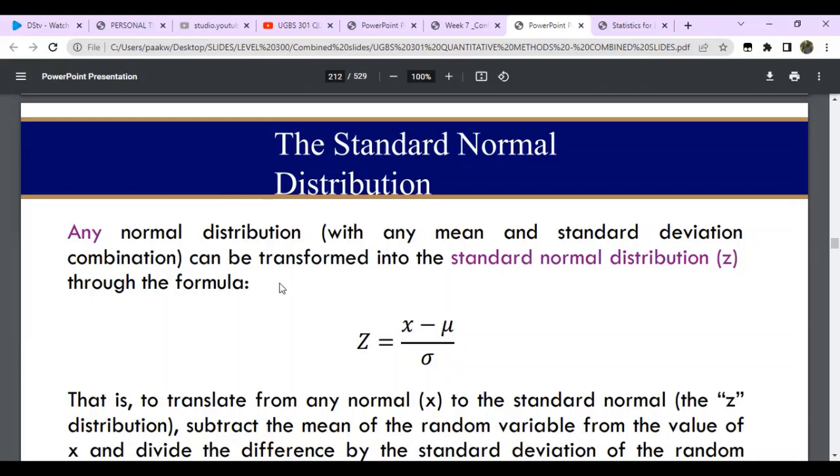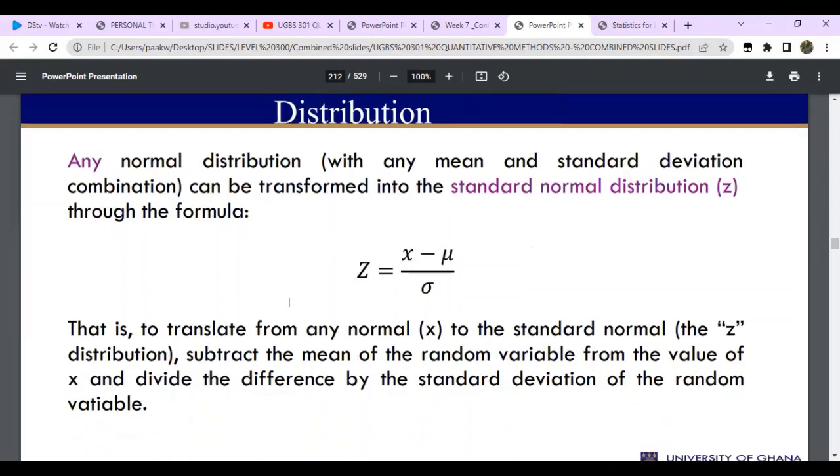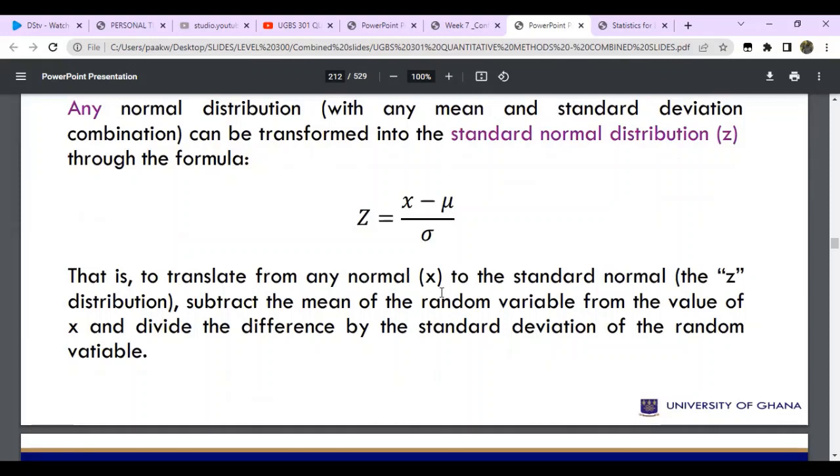The Z simply talks about the standard normal distribution. So it's a process of transforming or converting normal distribution variables, that's the X values, towards Z values, is what we call standardization. Standardization helps us to identify how many standard deviations X is far away from the mean. You get it? So that is to translate from any normal X to the standard normal, the Z distribution.